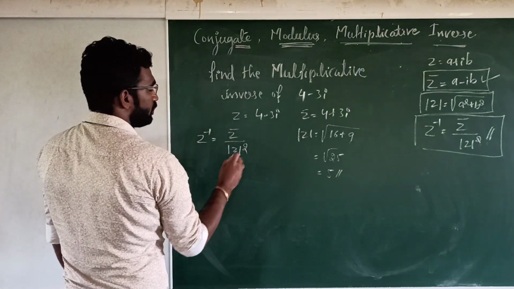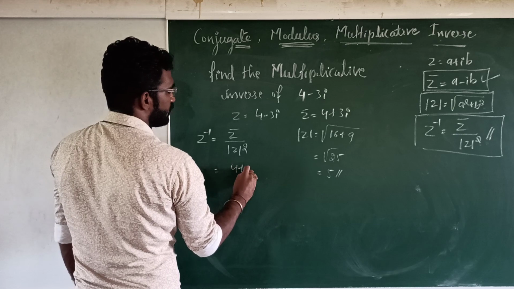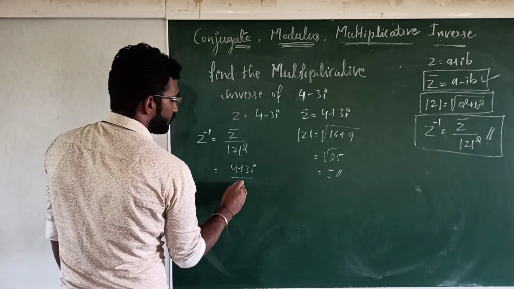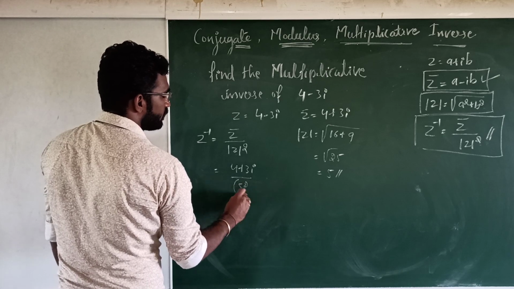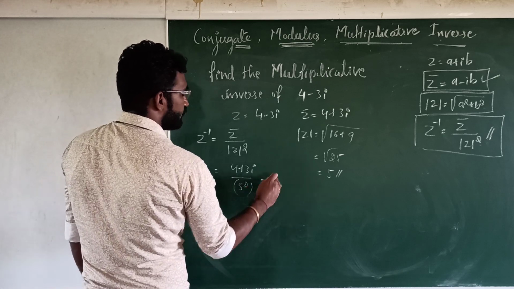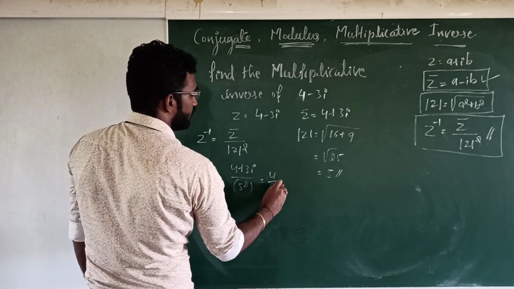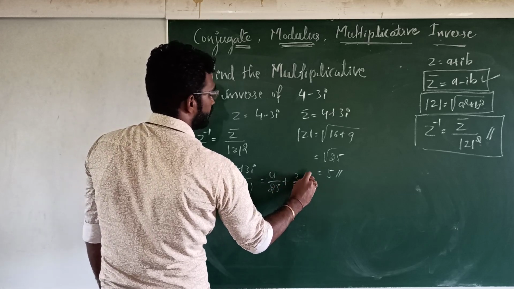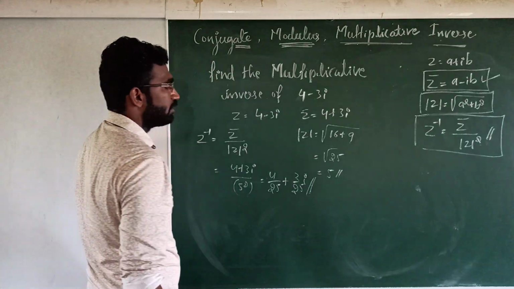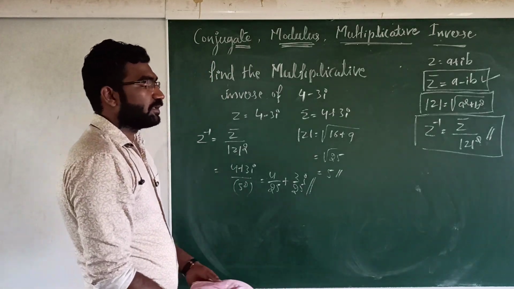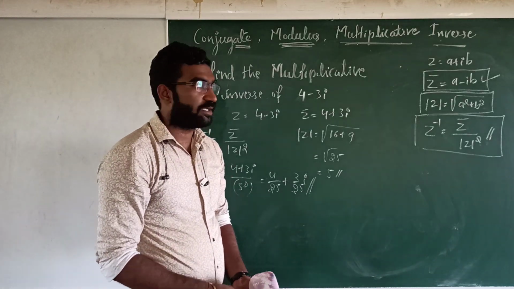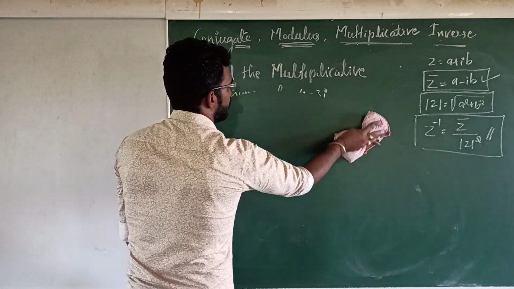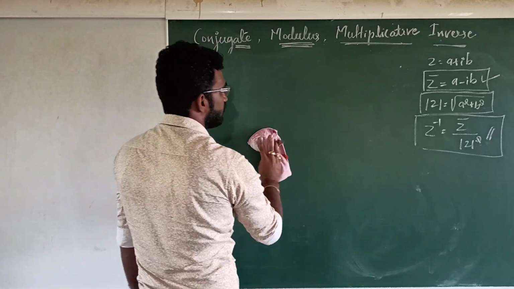Therefore substitute the value of z bar, 4 plus 3i, divided by mod z whole square. How much are you going to get? 5 square is equal to 25. This can be written as 4 divided by 25 plus 3 divided by 25 i. This is the answer. This is how we are going to find the multiplicative inverse of the given questions. The last question I am going to solve; the remaining I hope you can solve.